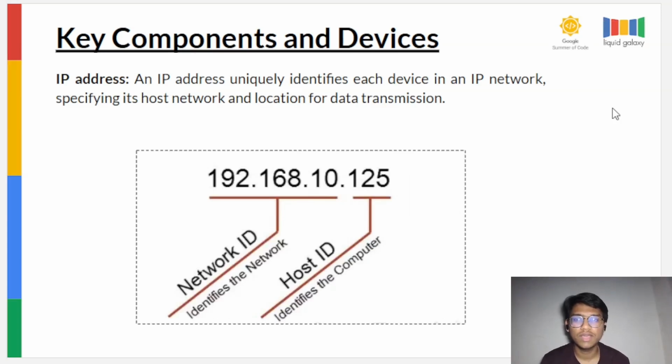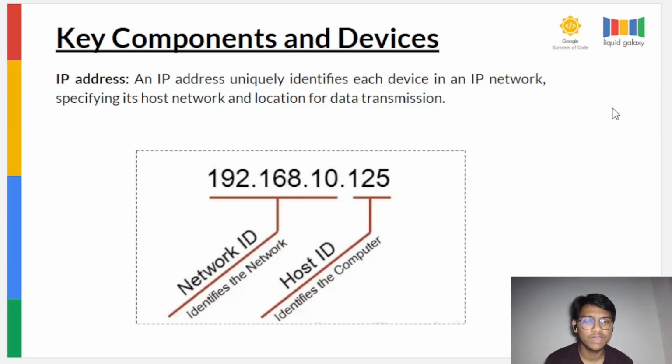Now, what are the key components and key devices used in networking? We will see them one by one. The first thing in networking is the IP address. What basically is an IP address? It is a unique identification that each device in a network has, specifying its host network and location for data transmission. Each IP address identifies the device's host network and its location on the network.